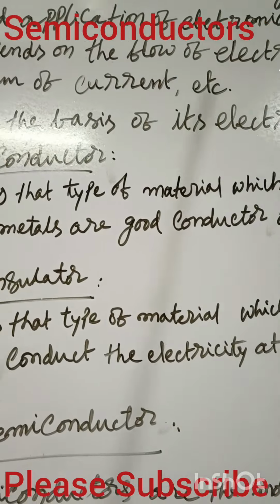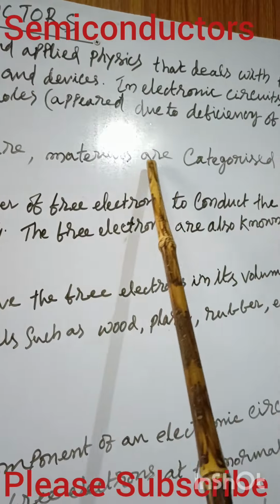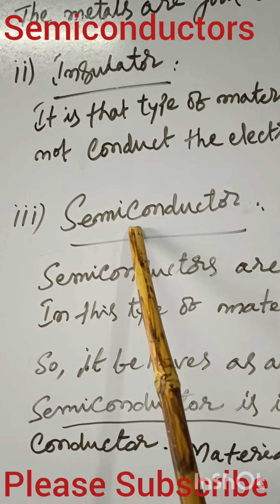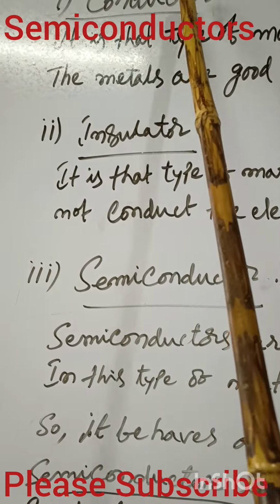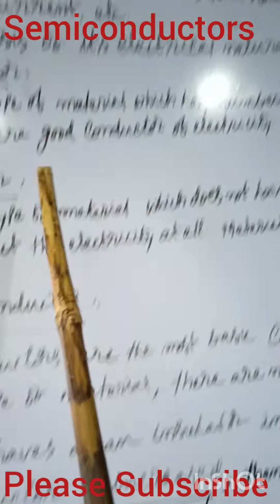On the basis of its electrical nature, materials are categorized into three types. One is conductor, one is insulator, and the third one is semiconductor. We already know conductors and insulators, but semiconductors are the field we are going to study now.